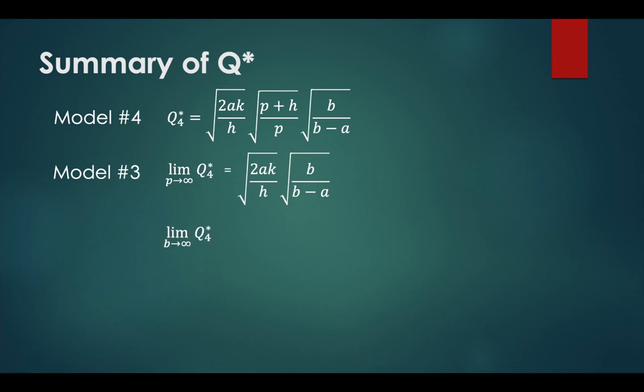In the same way, if we get the limit as B approaches infinity of your Q4 star, what do we get? Again, using L'Hopital's rule, this becomes 1 over 1. This entire thing becomes 1, and therefore this is equal to square root of 2AK over H, square root of P plus H over P. Again, surprisingly, this is model number 2.